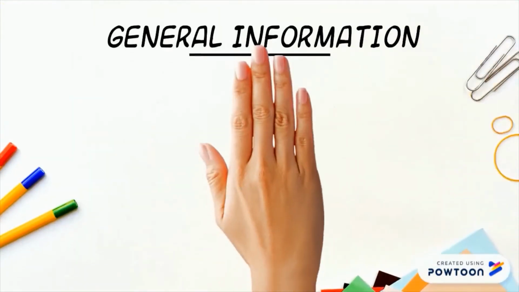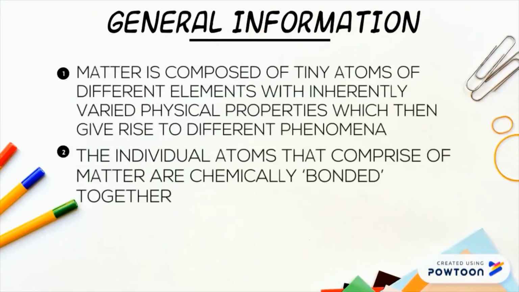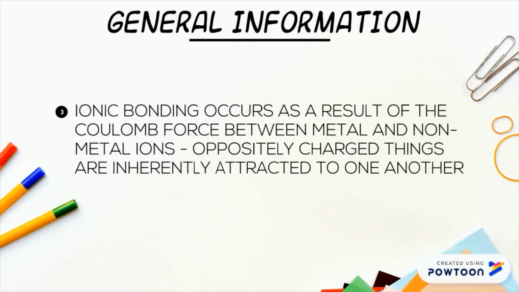The general information of ionic bonding: matter all around us is composed of tiny atoms of different elements with inherently very different physical properties, which then give rise to different phenomena. For instance, bonding. The individual atoms that comprise matter are chemically bonded together, and one such type is ionic bonding. Plainly speaking, ionic bonding occurs as a result of Coulomb force between metal and non-metal ions.